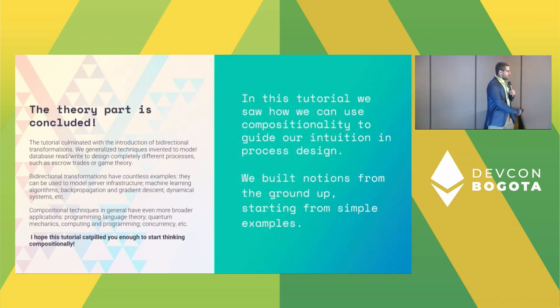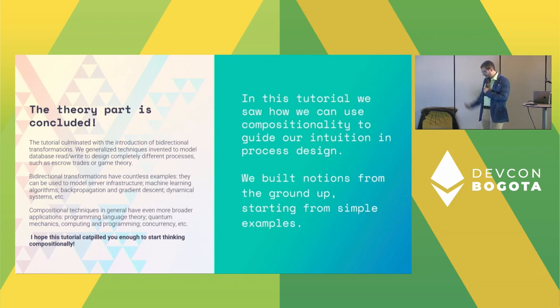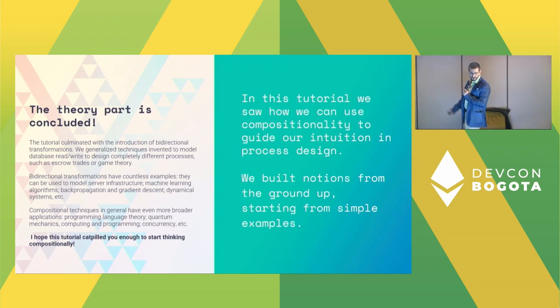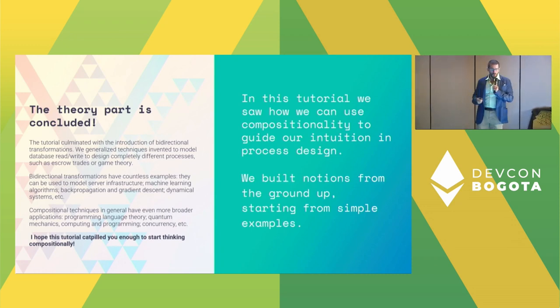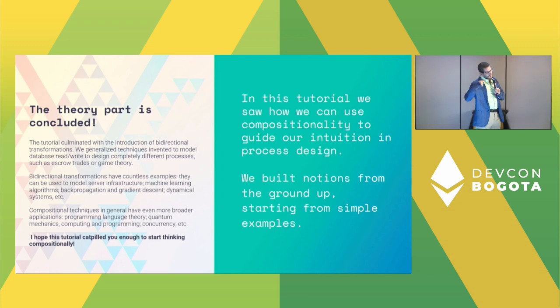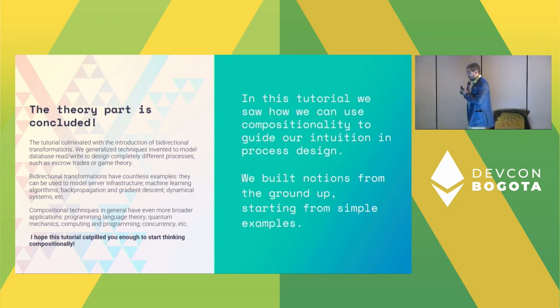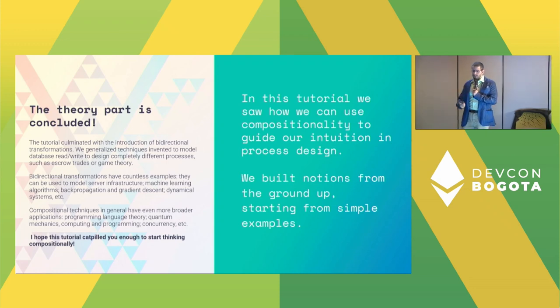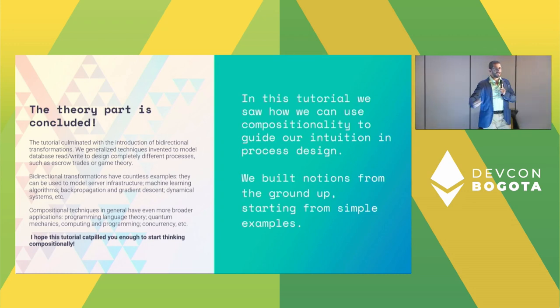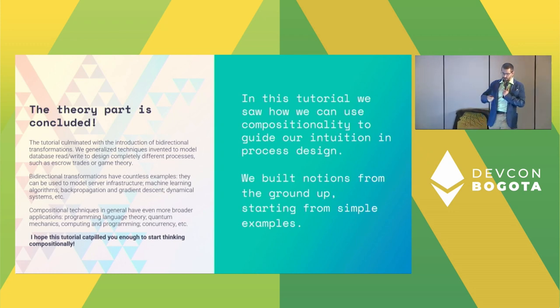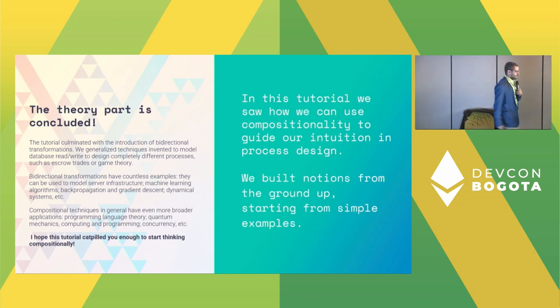So this is the theory part that is concluded, and I will leave everything in the second part to Philipp. In this short tutorial, we saw how we can use these compositionality techniques to guide our intuition in designing processes. We started with something very simple, then did some more involved examples. Then we found out that those examples were actually modeling a more general pattern, this bidirectional composition. And we were able to recycle that pattern to instantiate other things like escrows or open games. That's everything for me, and I'll pass it to Philipp. Thank you.